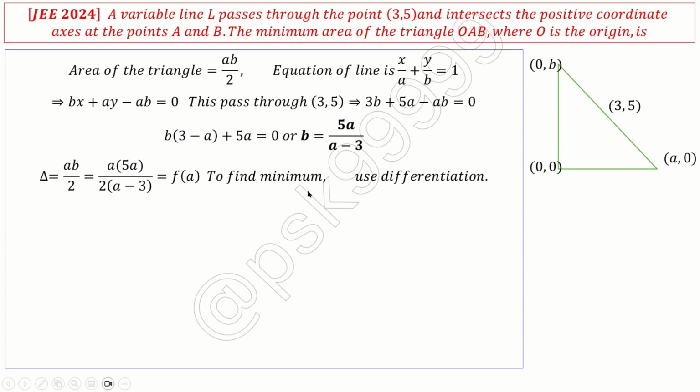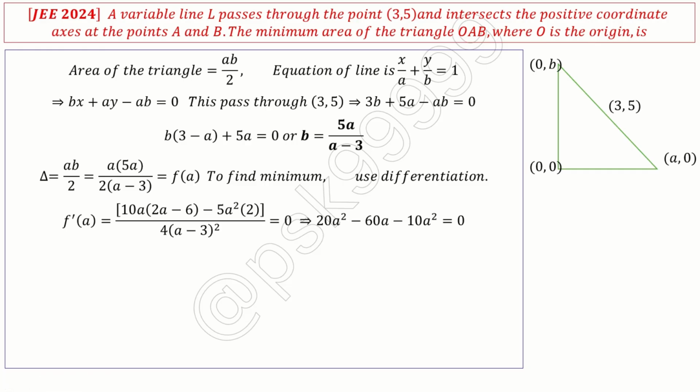To find the minimum, I can use differentiation, right? So f dash a, I will take the first differentiation. f dash a is nothing but 10a into (2a minus 6) minus 5a square into 2, which is 10a square, divided by 4 times (a minus 3) whole square. I have to equate it to 0 to find the minimum value, right? If I simplify this, I get 20a square minus 60a minus 10a square equals 0, which simplifies further to a equals 0 and 6.